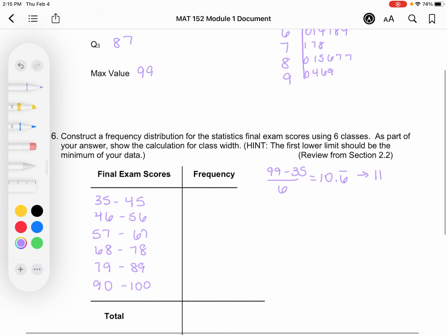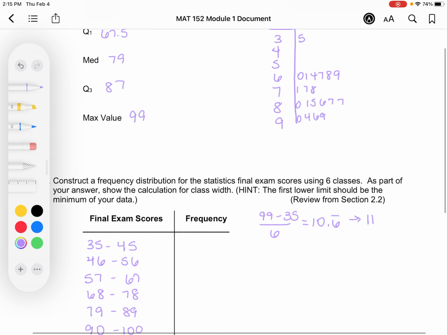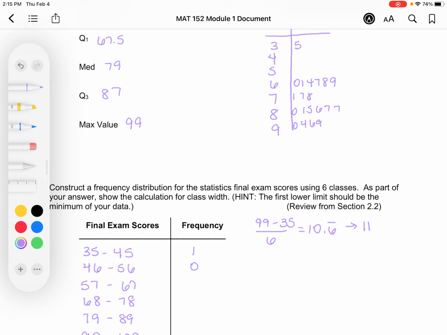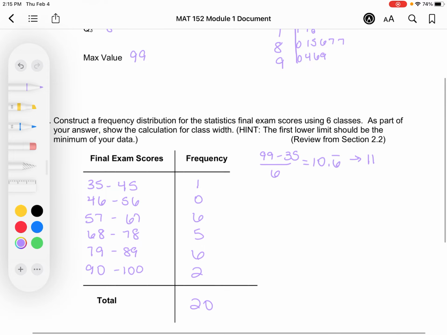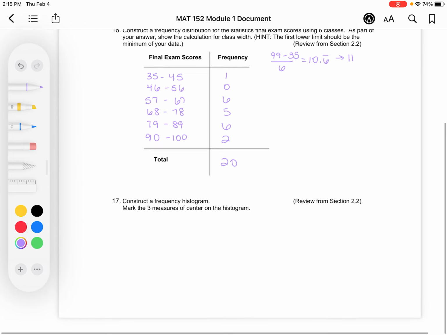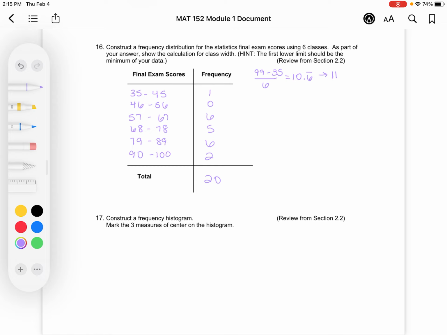So now to calculate the frequencies, there is one data piece between 35 and 45. 0 between 46 and 56. 6, 5, 6, and 2, which is a total of 20. So constructing a frequency histogram.